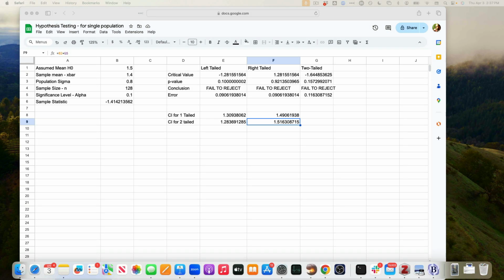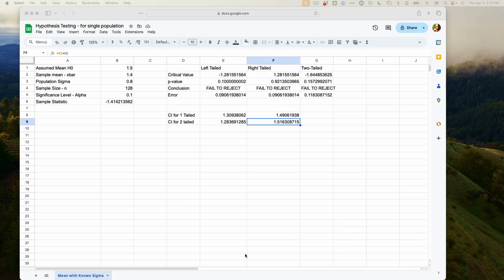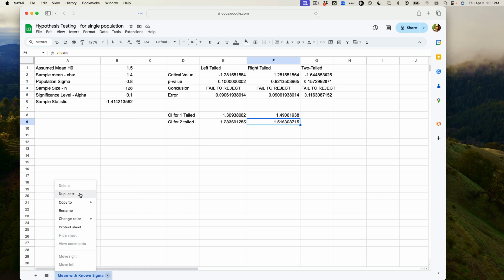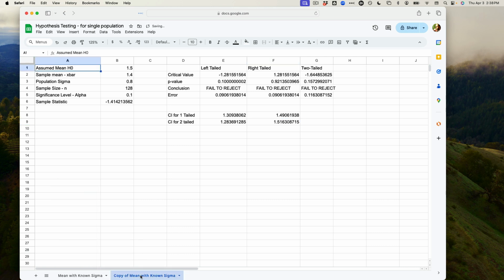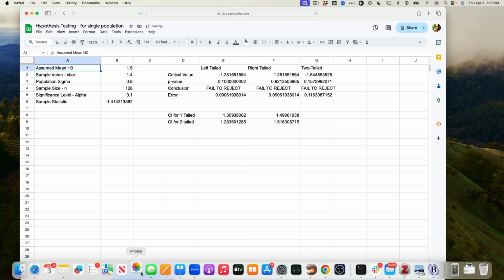So let's build the Google Sheet with this. This will be straightforward, except we have to figure out the entire mess of what Google Sheets does with these distributions and the terrible naming conventions they have. So, excuse me, I'm going to go ahead and duplicate this, and we say mean with an unknown sigma. Those you can use on your final exam, or whatever research you're doing.